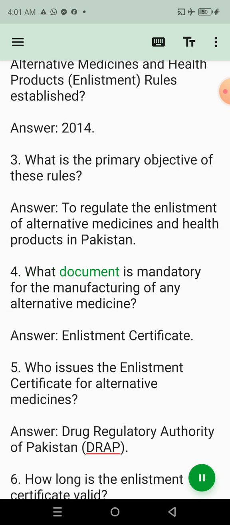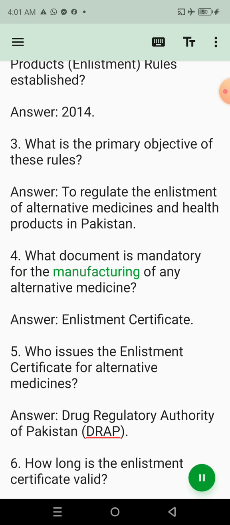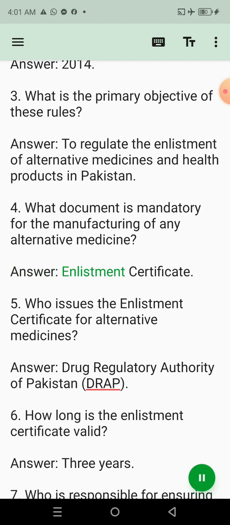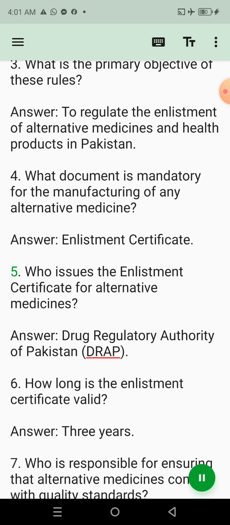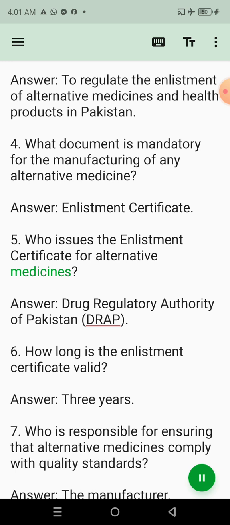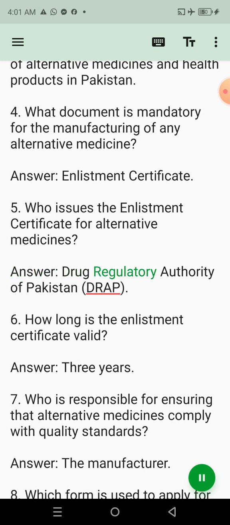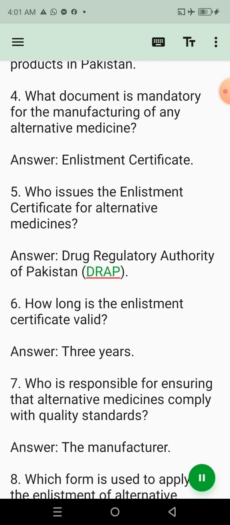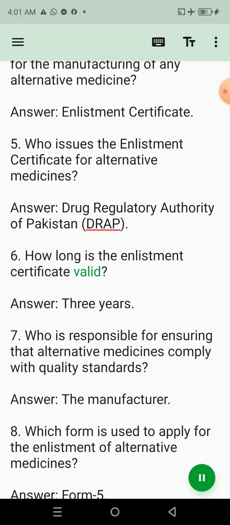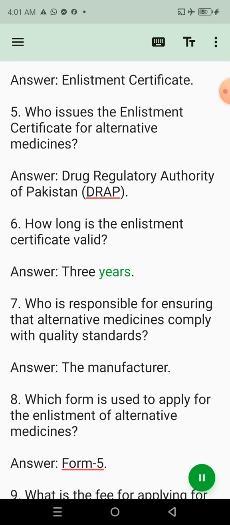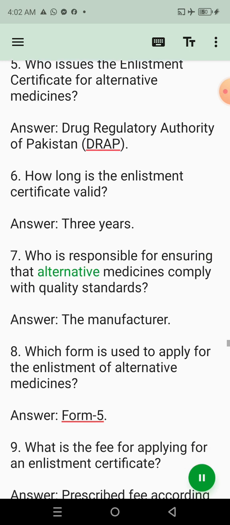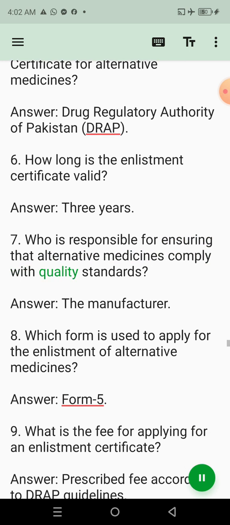4. What document is mandatory for the manufacturing of any alternative medicine? Answer: enlistment certificate. 5. Who issues the enlistment certificate for alternative medicines? Answer: Drug Regulatory Authority of Pakistan DRAP. 6. How long is the enlistment certificate valid? Answer: 3 years. 7. Who is responsible for ensuring that alternative medicines comply with quality standards?